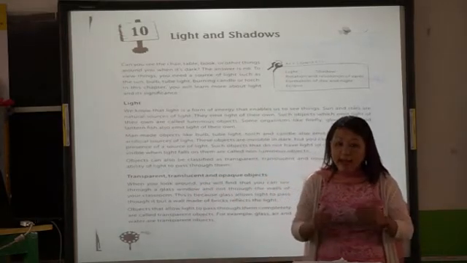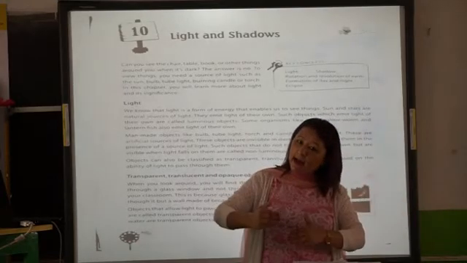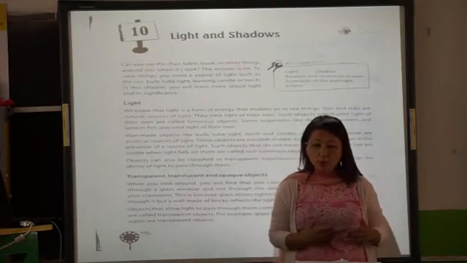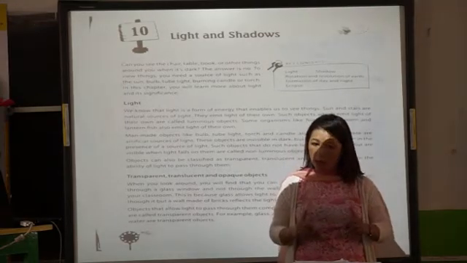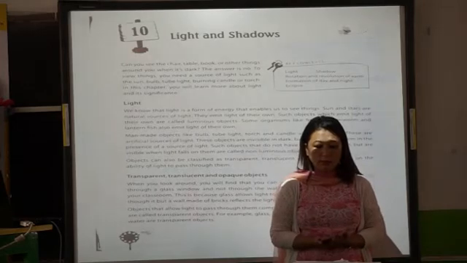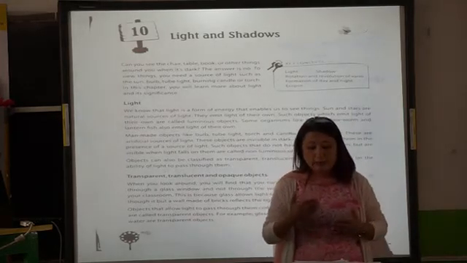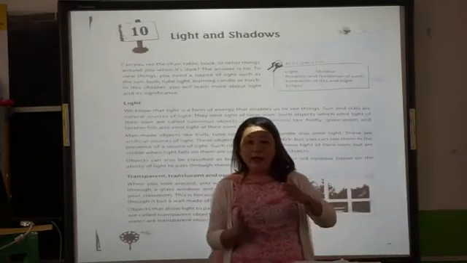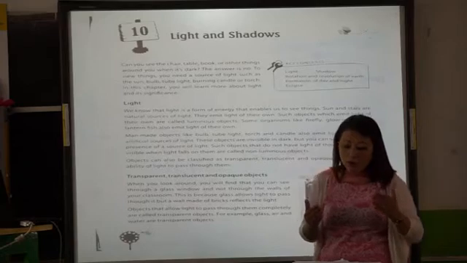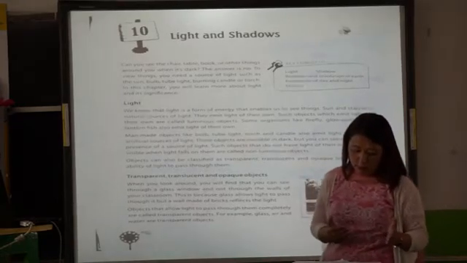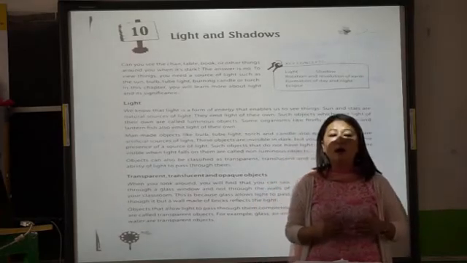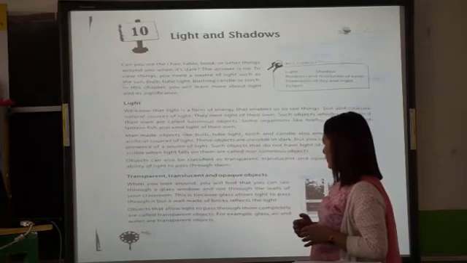So objects that do not allow any light to pass through them are called opaque objects. So what is an opaque object? Objects that do not allow any light to pass through them are called opaque objects. As a result, we cannot see through them. When light falls on an opaque object, its shadow is formed on the other side of it. Wood, brick and rock, etc. are examples of opaque objects.